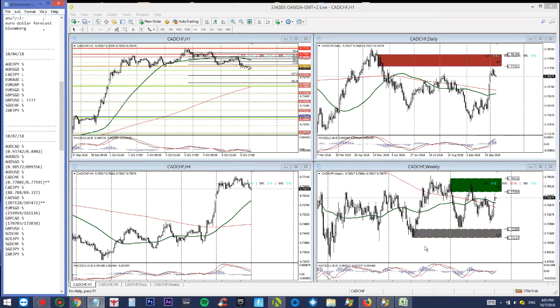Everything is based on the supply and demand zones, which are moved by the big price action that has been created.